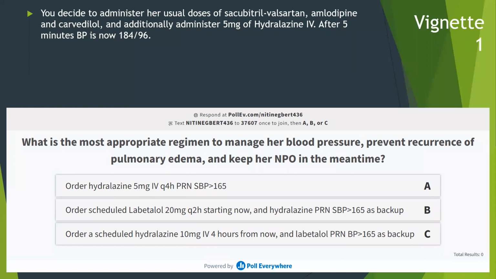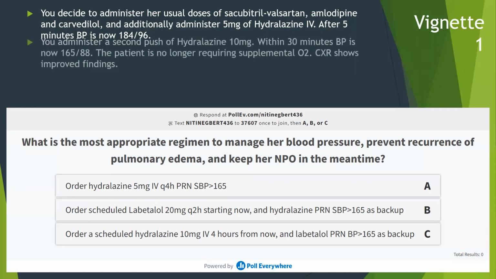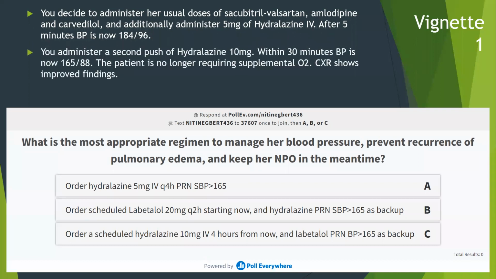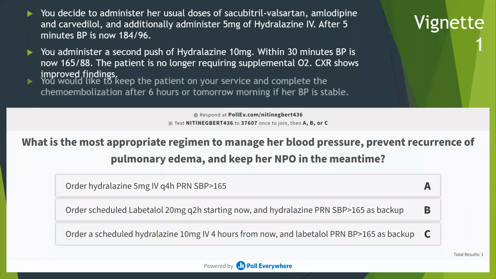After 5 minutes, the blood pressure hasn't changed much, right? It used to be 187, now it's 184. So you give her another push of hydralazine, 10 milligrams, and within 30 minutes, her blood pressure is now 165/88. That's at goal. Both the systolic and diastolic have decreased by 12%. And she's no longer needing supplemental oxygen. And you get a repeat chest x-ray, and her findings are improved.